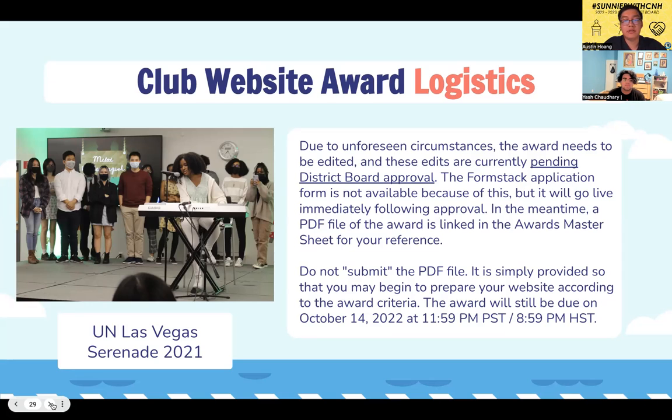So the FormStack application form for it will go live immediately following approval. But in the meantime, feel free to reference a PDF file of the award so that you can begin preparing your website accordingly to the award criteria. And the award will still be due the award deadline of 11:59 p.m. on October 14th.